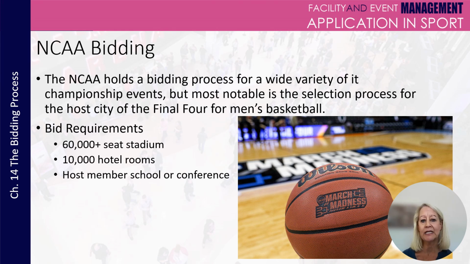The NCAA conducts a bidding process for many of its championship events. The Final Four in men's basketball is one of the most high-profile events and draws significant attention during the host city selection. Key bid requirements really look at stadium capacity. They must have a stadium that seats 60,000 or more, and they need to have accommodations with a minimum of 10,000 hotel rooms available in the area. They also need a bid that is supported by a host member school or a conference.